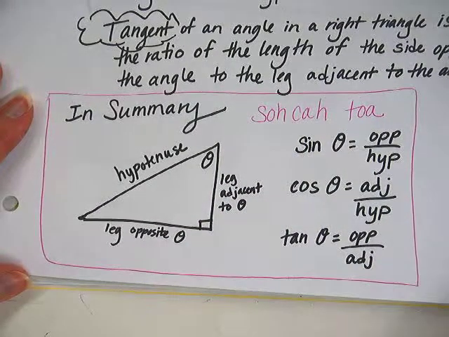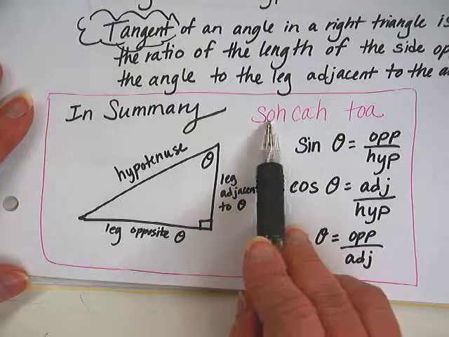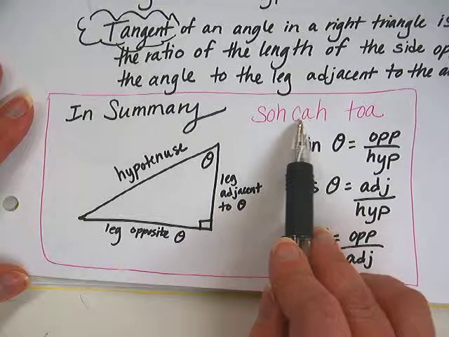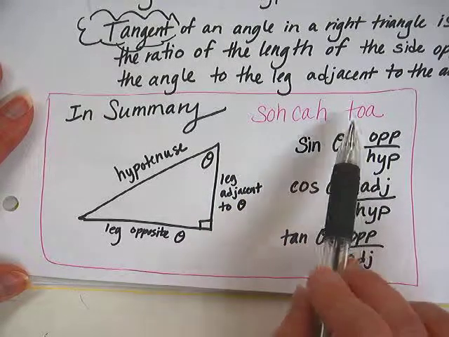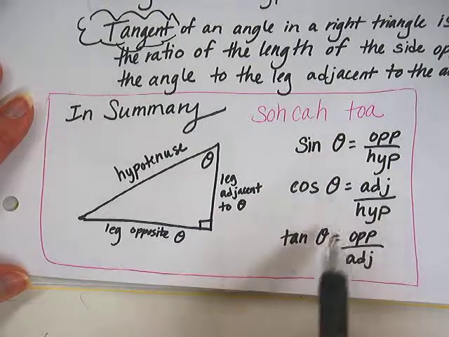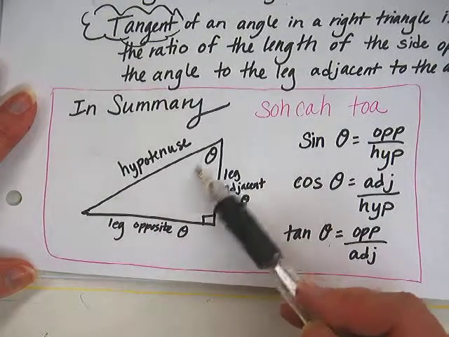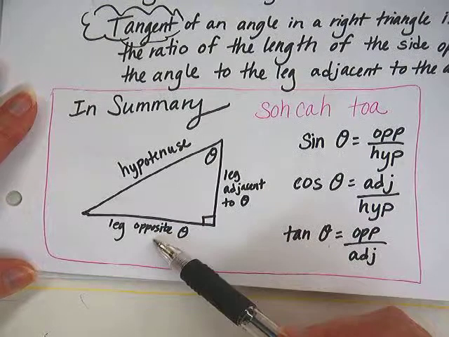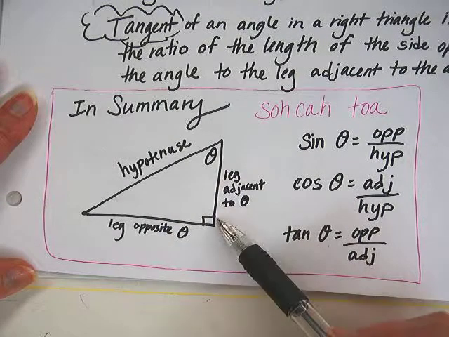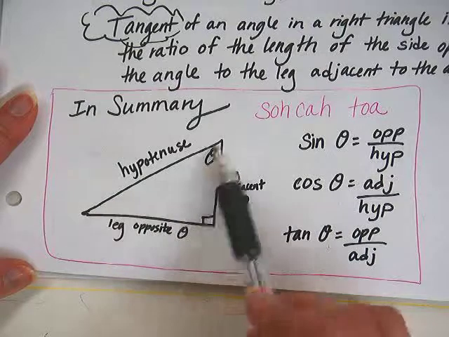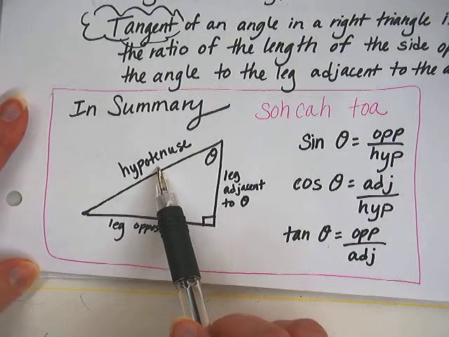In summary, we have this little detail right here, and we talked about the mnemonic device SOHCAHTOA last week to remember: sine opposite hypotenuse, cosine adjacent hypotenuse, tangent opposite adjacent. And I've drawn a triangle to help you see how this side is opposite to the angle, this leg is adjacent to the angle, and the hypotenuse is always across from the right angle.